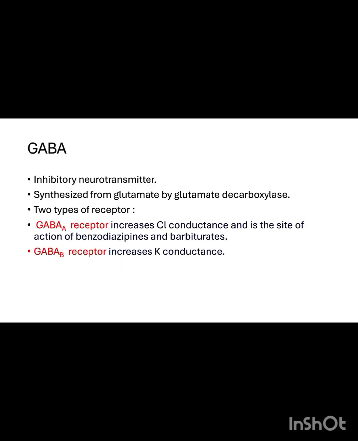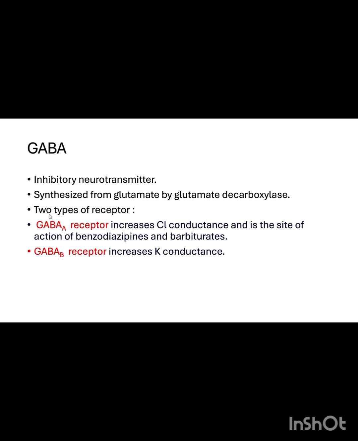Okay, now let's talk about the inhibitory neurotransmitters. So we have 3: GABA, glycine, and nitric oxide. So GABA, that is gamma aminobutyric acid, is an inhibitory neurotransmitter. It is synthesized from glutamate by glutamate decarboxylase.